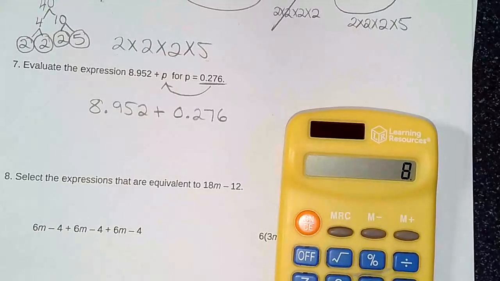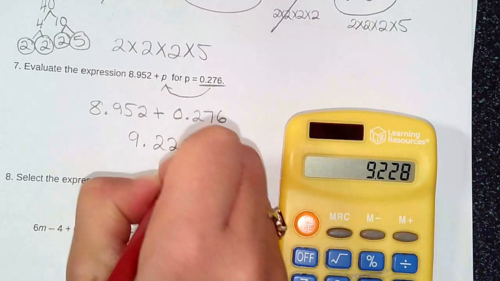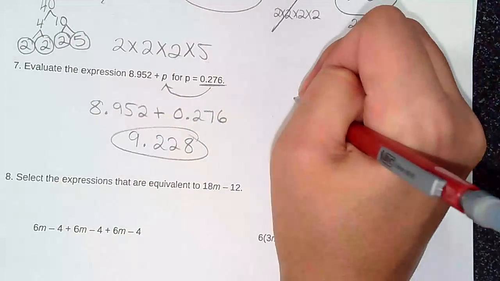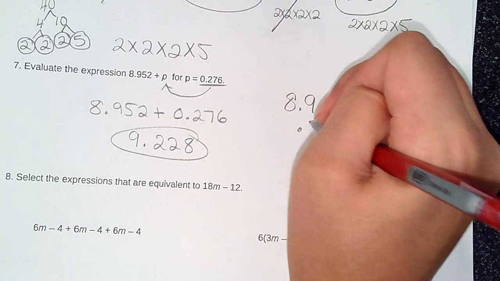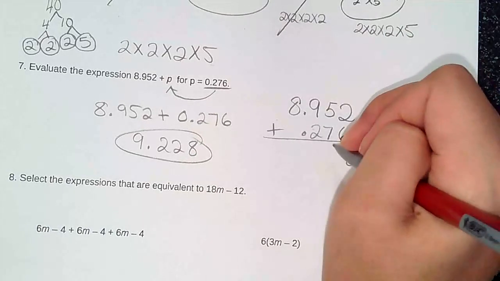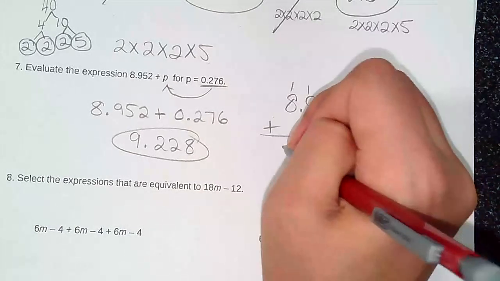So 8.952 plus 0.276 equals 9.228. If I added it on paper, I just have to make sure that I line up the decimals. And I'm going to get the same answer. That's 12. That's 12. Carry the 1. That would be 9.